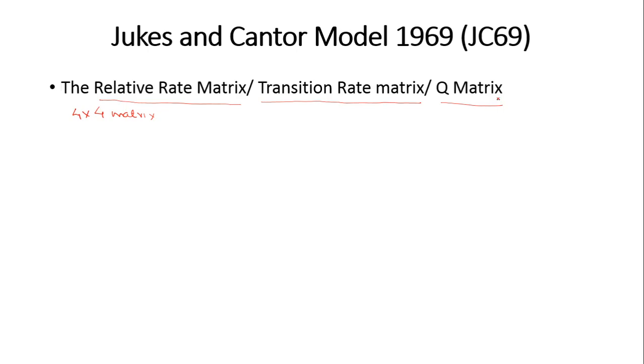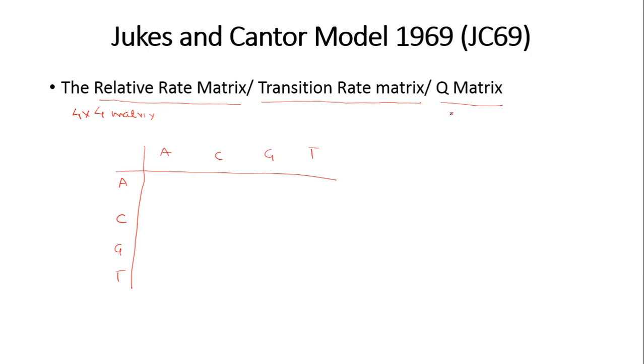Right. So in this way, we have 4 nucleotides. You can denote them as A, C, G and T. And at the same time, you can write them in the same order on the column side as well. So whatever resulting 4 by 4 matrix you get, we call it the relative rate matrix, transition rate matrix, or the Q matrix.